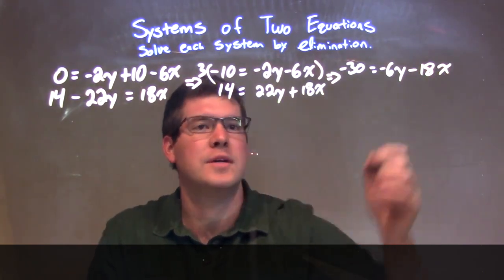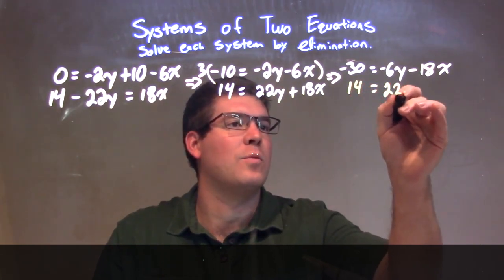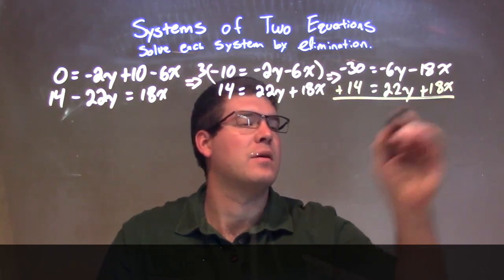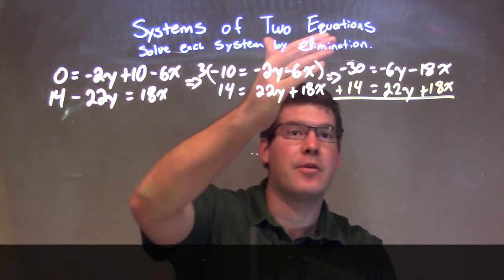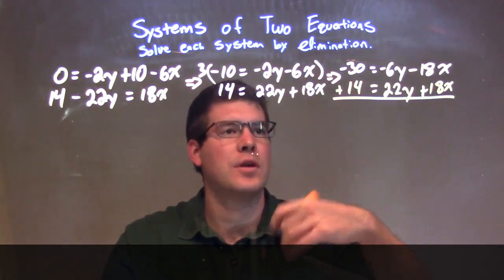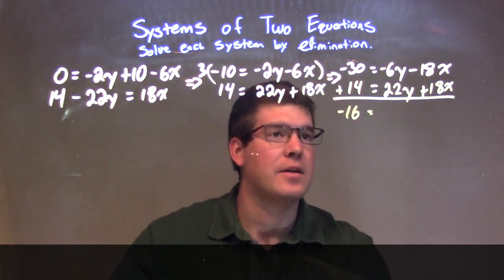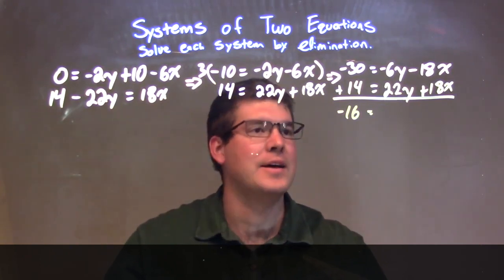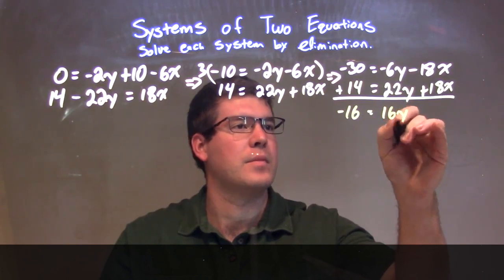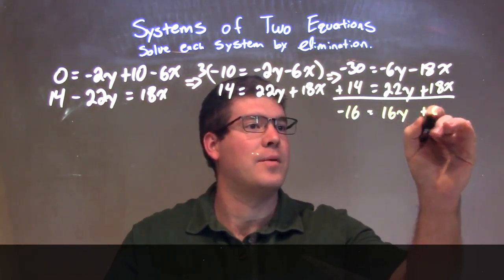I want to bring over the 14 equals 22y plus 18x, and that is unchanged. We add these two equations together, top down. So when we add them together, negative 30 plus a positive 14 is a negative 16. Negative 6y plus 22y is 16y. And then negative 18 plus 18 is 0. So we have 0 right there.